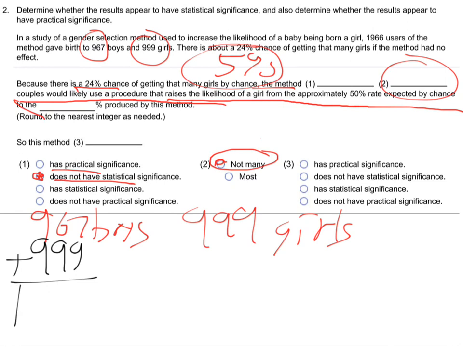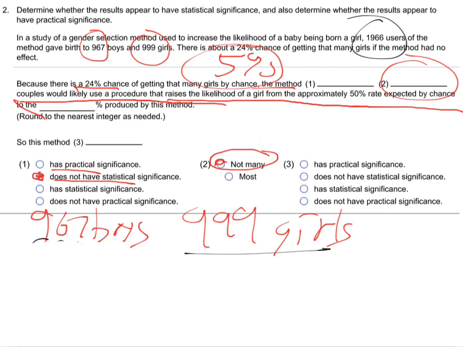What is that? 1,966, yeah, because of one less. Oh, yeah, I don't need to add them up. They already gave me that number. I didn't realize they'd already given me that. So then you just take girls over 1966. Just divide. Somebody got that? 51%. So basically, that goes right here. 51%. So this method only raised the chance of having girls from 50 to 51%.